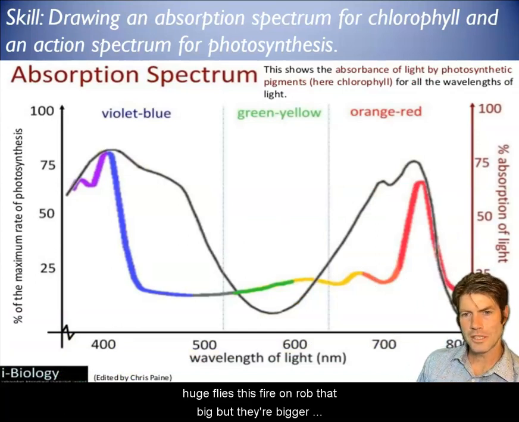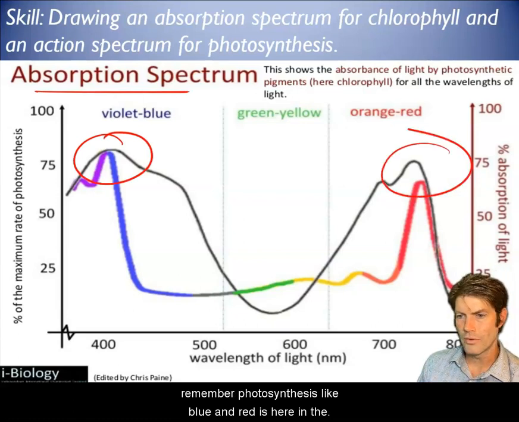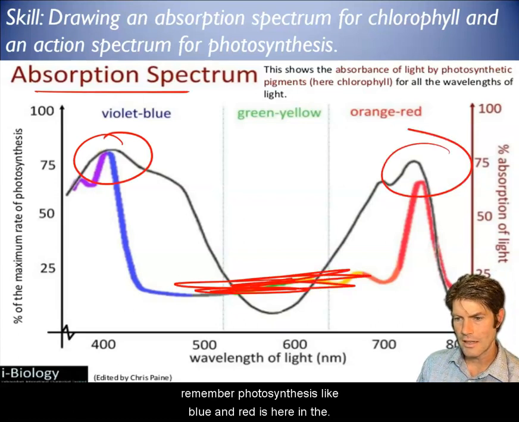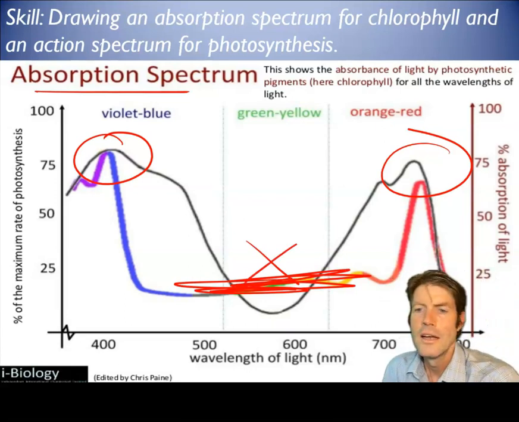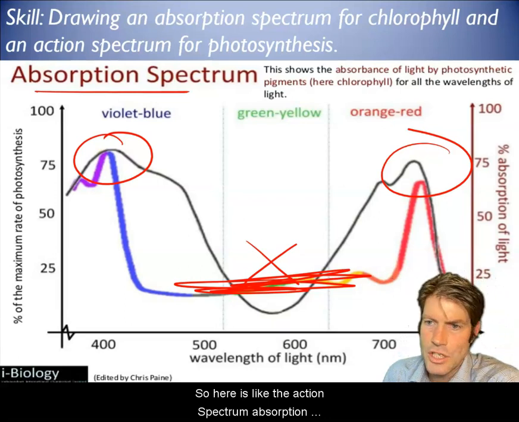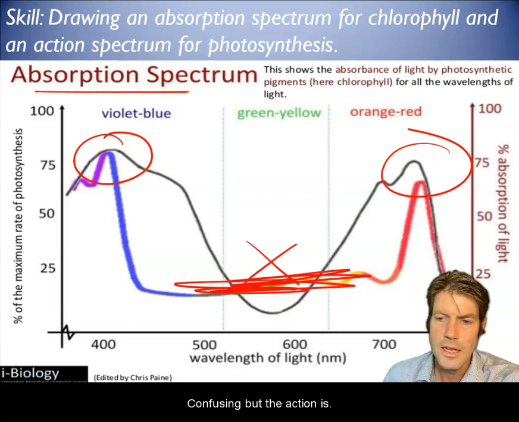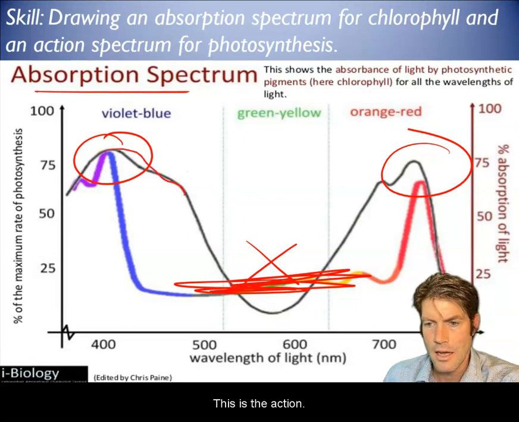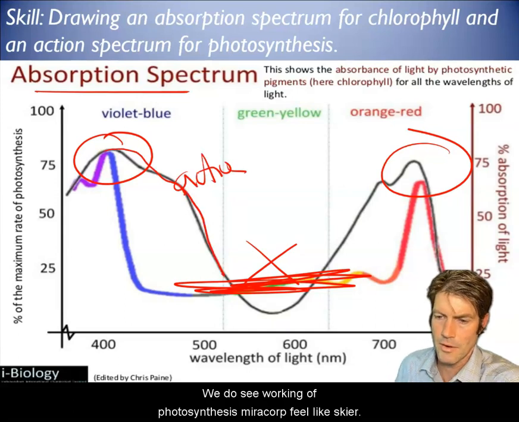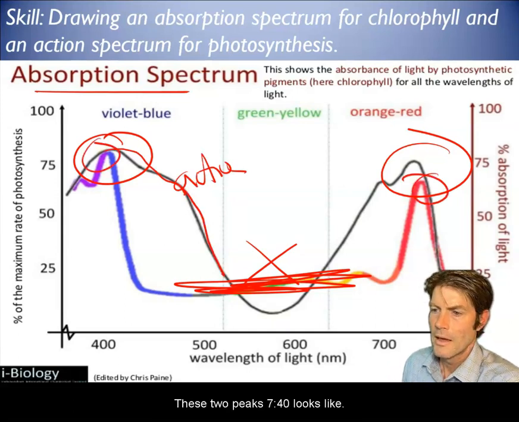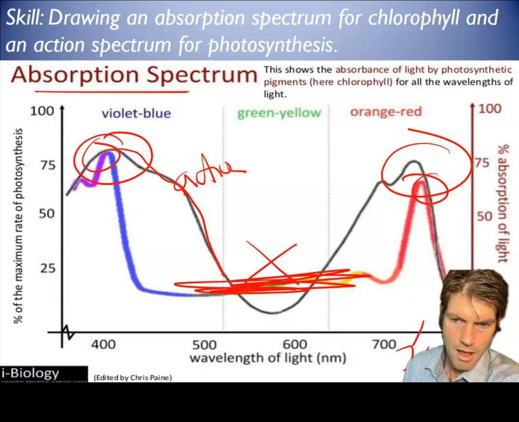So this is the absorption spectrum showing you, remember, photosynthesis likes blue and red. This here in the green, yellow range, not so well appreciated. So here is the action spectrum. Absorption spectrum gets kind of confusing, but the action is where you do see the working of photosynthesis. Remember, chlorophyll likes these two peaks, 740 looks like, and 400.